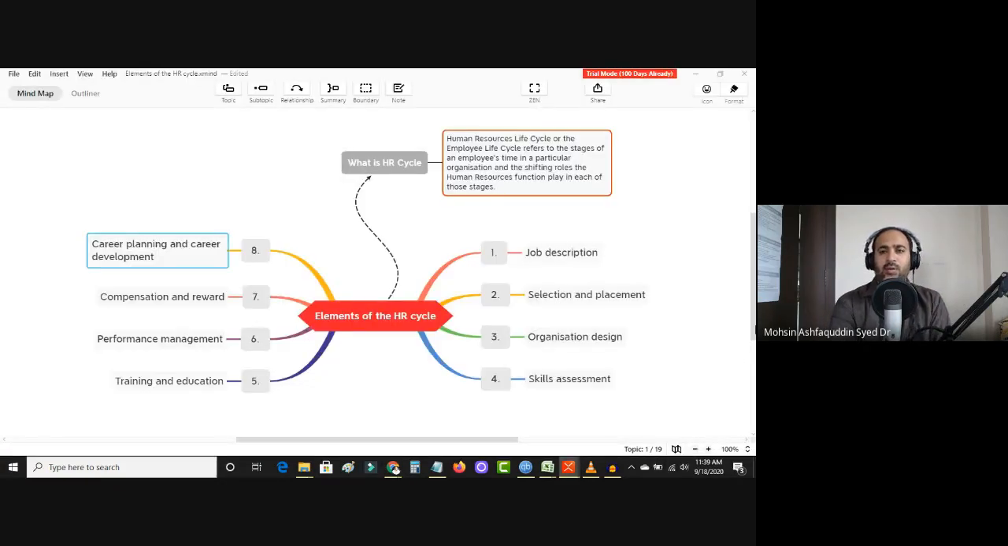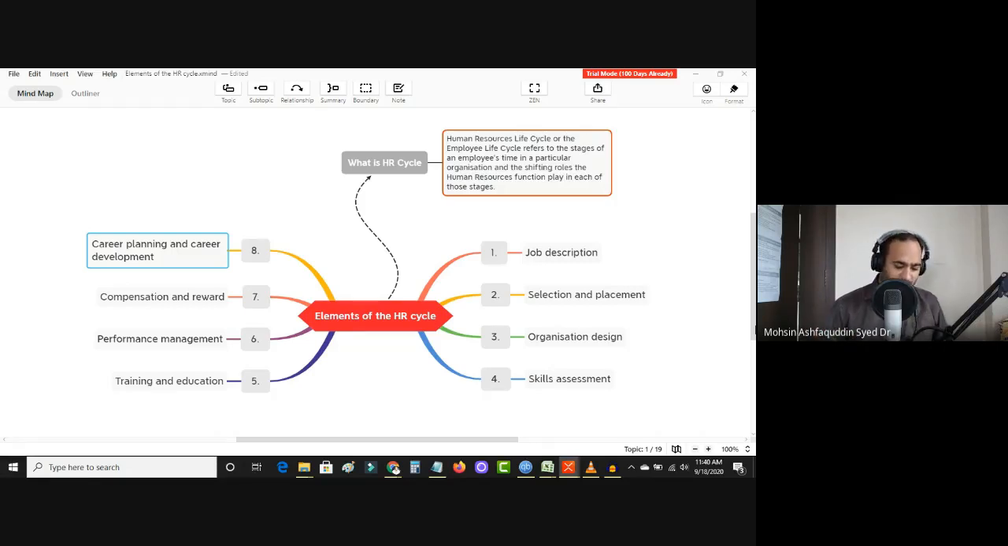Here it is. In the last class, we discussed what the HR cycle is. The HR cycle is the employee life cycle. It refers to the stages of an employee's time in a particular organization, and the shifting roles of HR functions played in each of those stages.